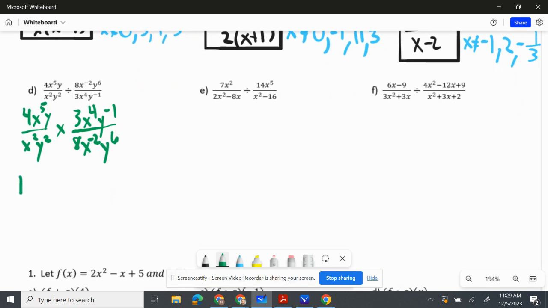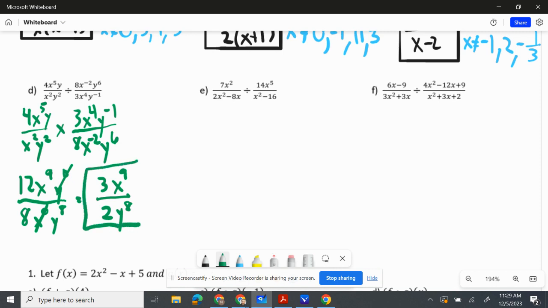And that gives me 12x to the 9th, and then y to the 0. The denominator is 8x to the 0 and y to the 8th. The zeros just become 1. 12 over 8 reduces to 3 halves. And then that would be x to the 9th and y to the 8th.